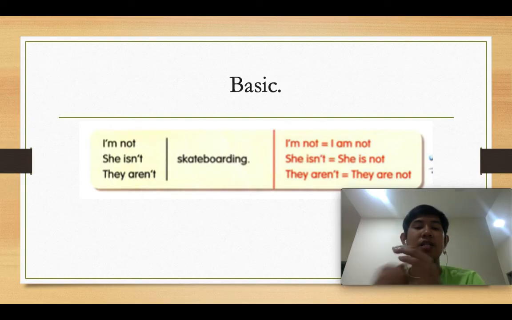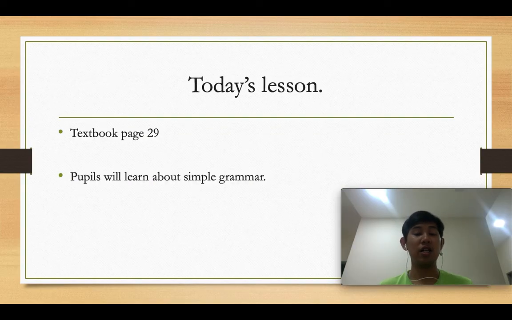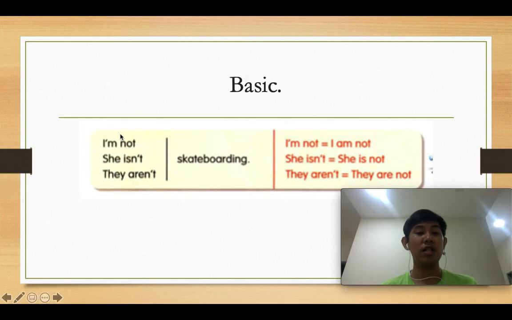So this is the basic, page 29, your textbook. As you can see, "I'm not". This is a short form of "I am not". The second one is "she isn't", short form from "she is not". And the last one, "they aren't", "they are not". So if it is in a sentence, you should be saying "I'm not skateboarding".